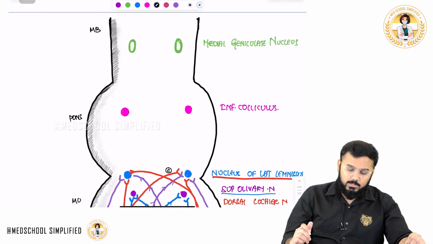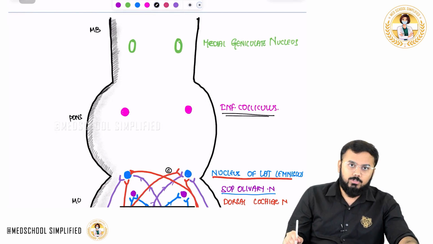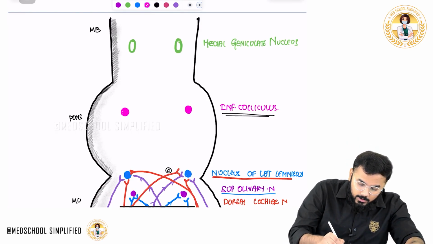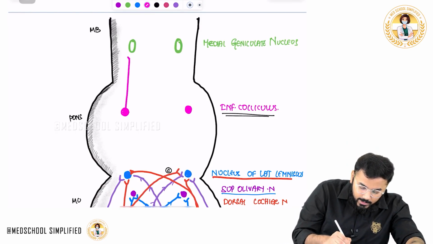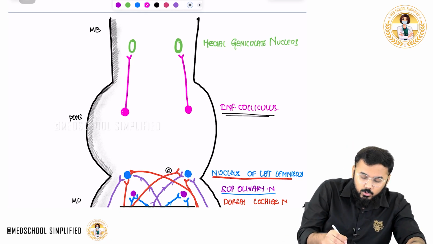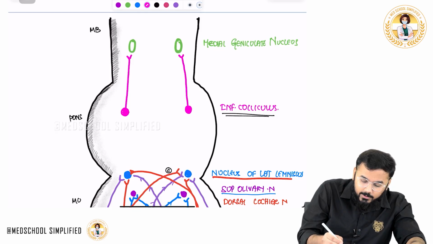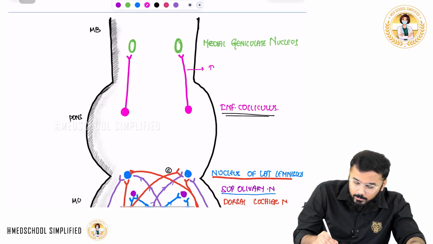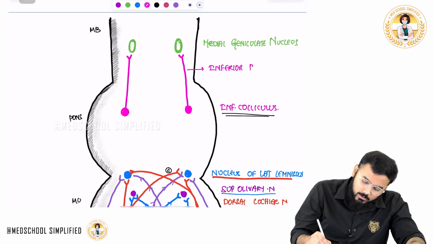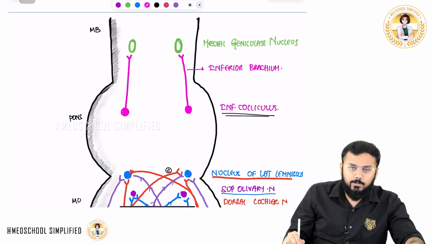Now what I am telling you is that from this inferior colliculus, you see, the fibers basically run up all the way to the medial geniculate nucleus, right? So these fibers together, you call them the inferior brachium.